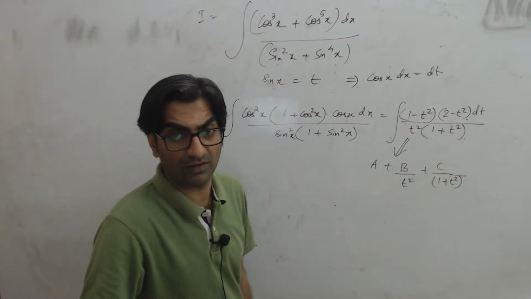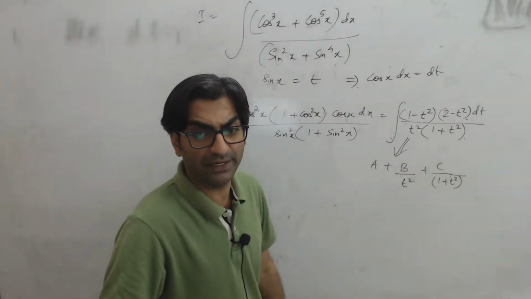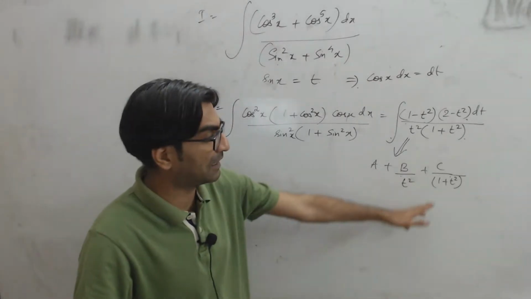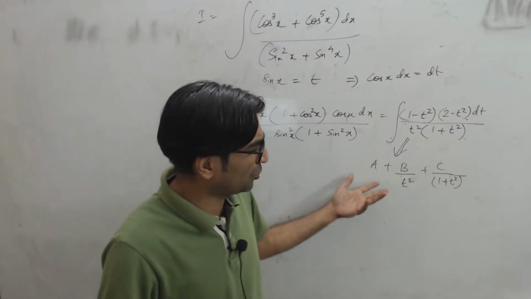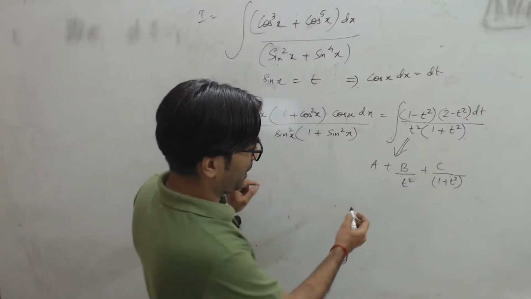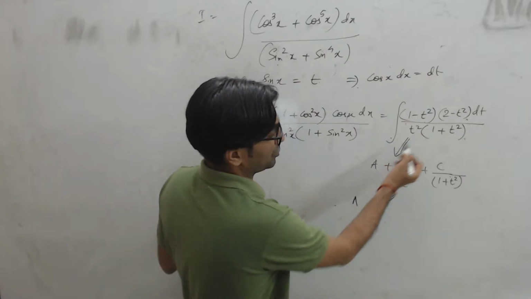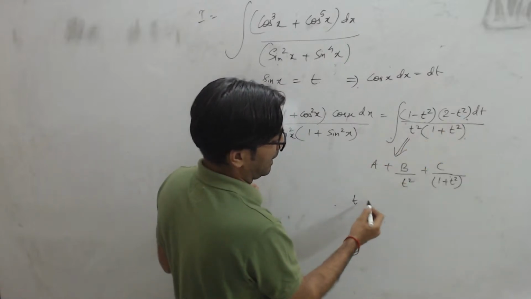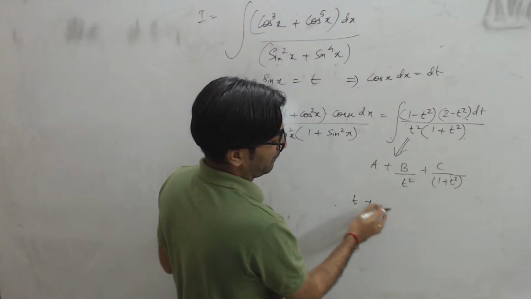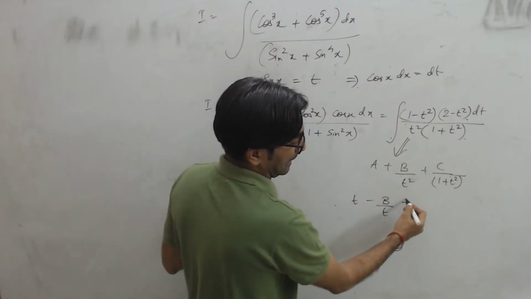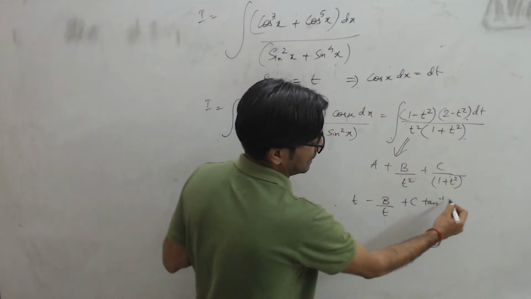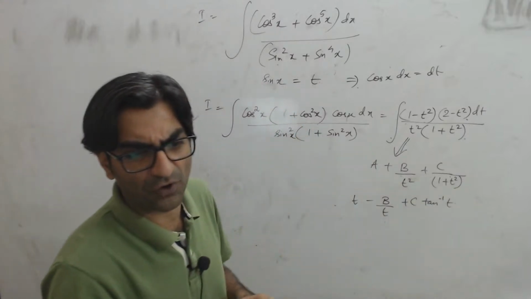And what about integral of 1 plus t square dt? That will be equal to tan inverse t. Even without doing it, you can see that it should be a constant. So integrating the constant, t will come. b by t square will give me minus b upon t, and here I'll get c into tan inverse t. So look for this form in the option choices.